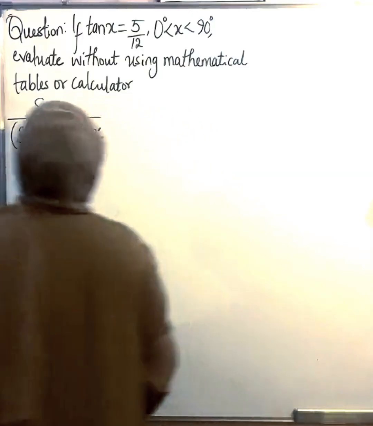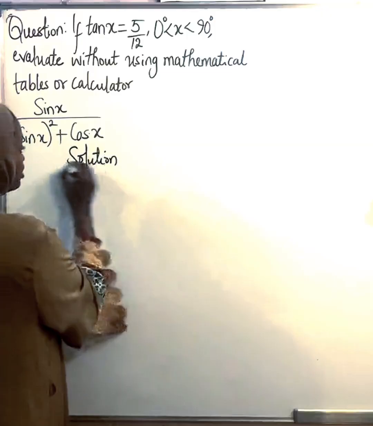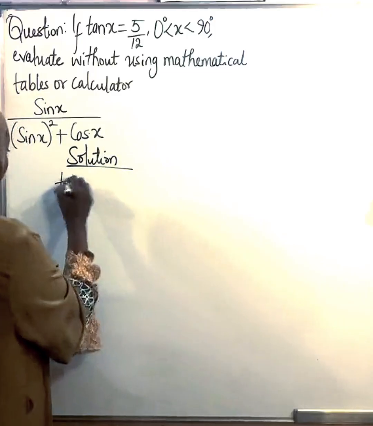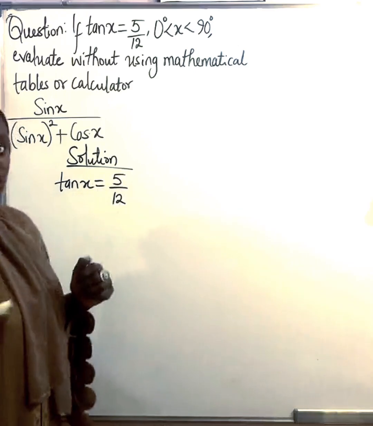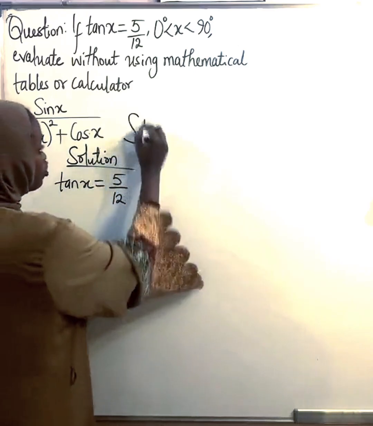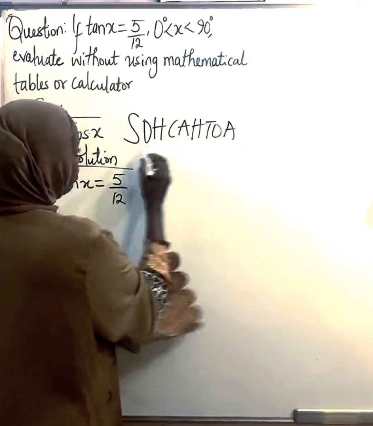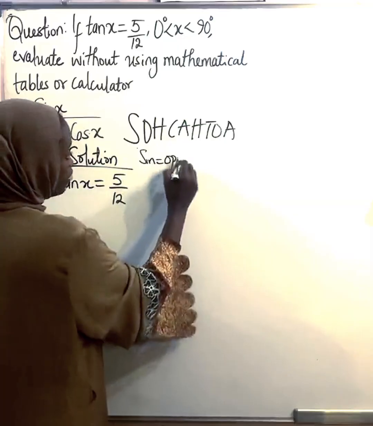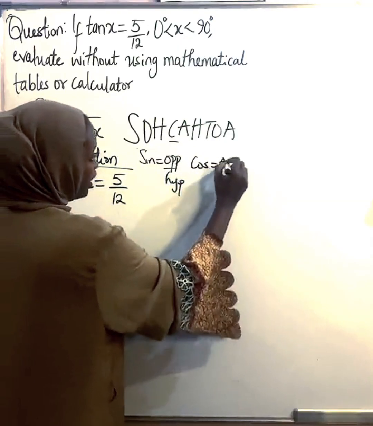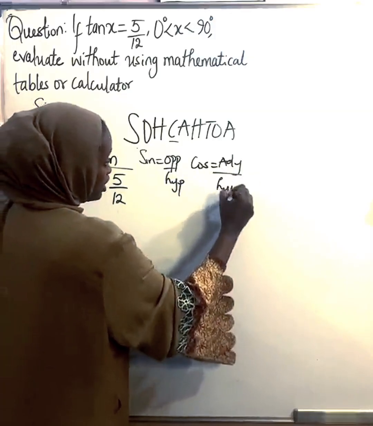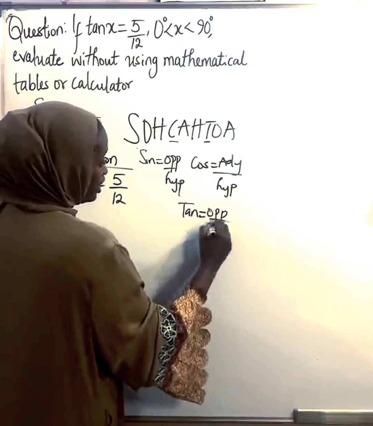So all we need to do first to solve a question like this is to bring out the parameters given and interpret. We are given that tan x is equal to 5 over 12. This is just to remind us of the trigonometric functions, SOHCAHTOA: sine is equal to opposite over hypotenuse, cos is equal to adjacent over hypotenuse, and tan is equal to opposite over adjacent.